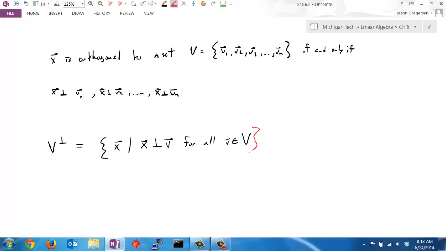This orthogonal complement, V perp, is a little trickier. This is a set of vectors. It's the set of all the x's that are orthogonal to V. We showed that X is orthogonal to V if it's orthogonal to all of the elements in V. If I gather up all those things that are orthogonal to V, that makes up V perp.